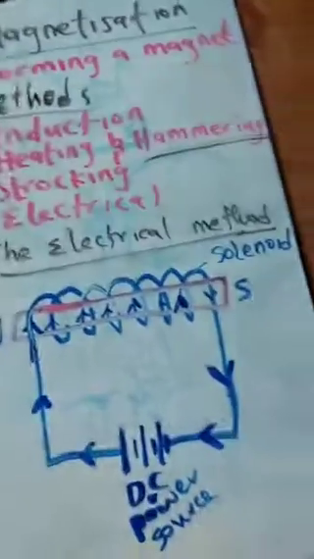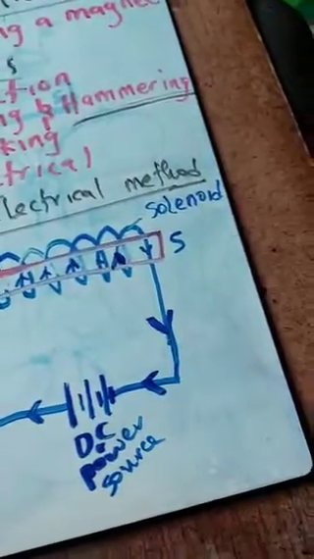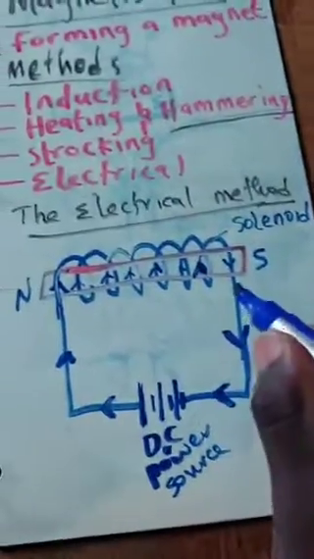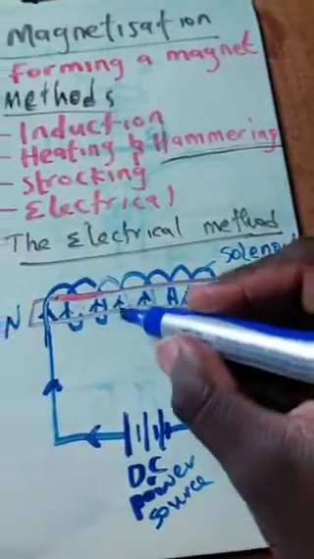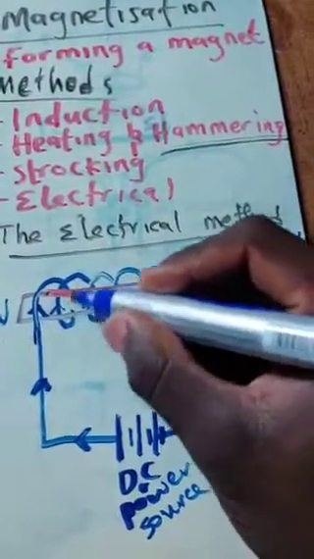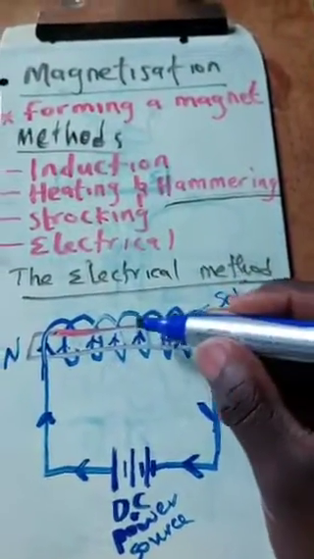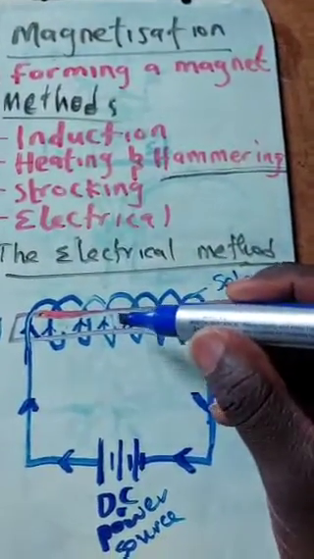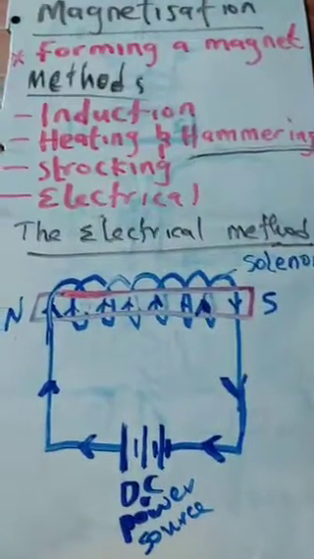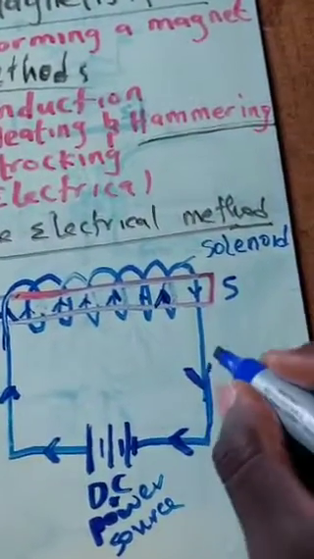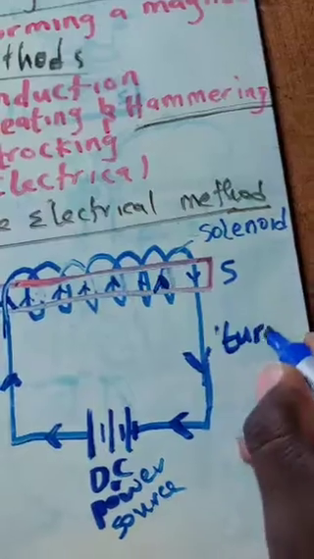Another question they do ask in the exam on the electrical method is, how can you increase the strength of the magnet formed? By increasing the number of coils, the number of turns in the coil. How many times have you coiled it around? If you coiled it around 80 times, make it 160 times, meaning you're going to also double the strength of that magnet. That is one, increasing the number of turns in the coil.